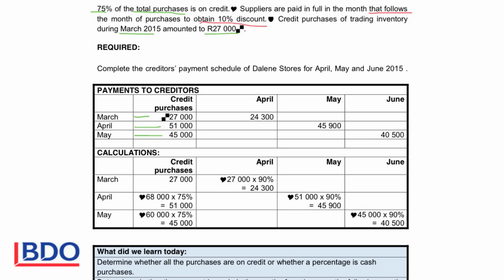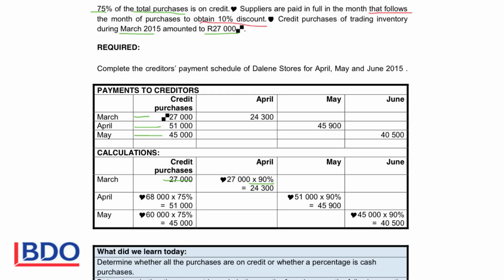In March, the total credit purchases was 27,000. Of that 27,000, only 90% will be paid because 10% discount will be received. You can also say 27,000, work out the discount of 2,700 deducted from the 27,000, or you can just do the calculation to say that we will pay 90% of the total amount. In April, the total credit purchases was 68,000.